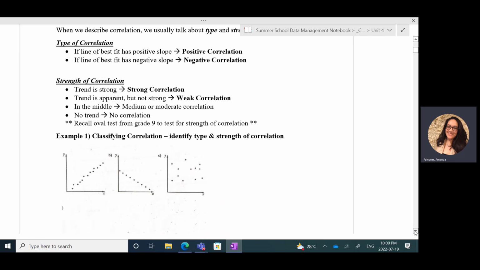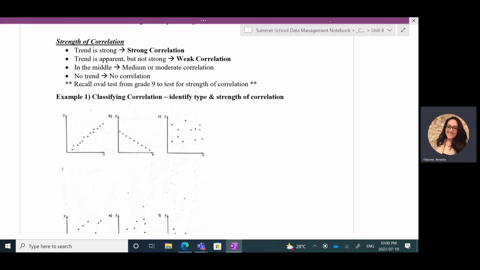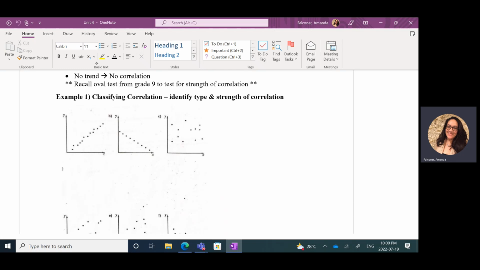So it says recall oval test from grade 9 to test for strength and correlation. When we do an oval test, it's just circling all of the points together as a group. And if it's almost like an oval shape, then we say it's very strong. And if it's closer to a circle shape, then we say it's no correlation or potentially a weak correlation.